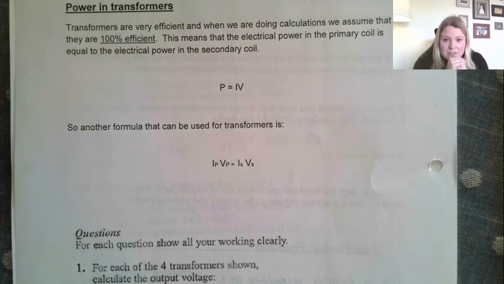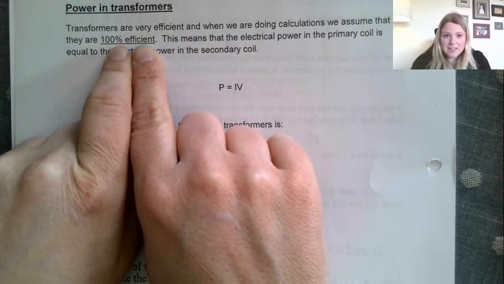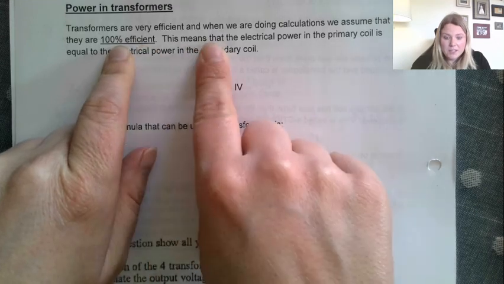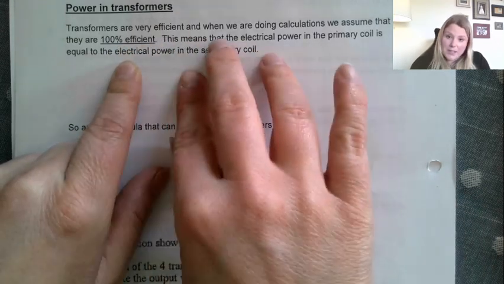So if something is 100% efficient, it means that the power in is going to be exactly equal to the power out, okay? And we're just going to make use of that in questions to calculate either a missing current or a missing voltage. So we assume that the transformers that we're doing these calculations on are 100% efficient. This means that the electrical power in the primary coil is equal to the electrical power in the secondary coil.